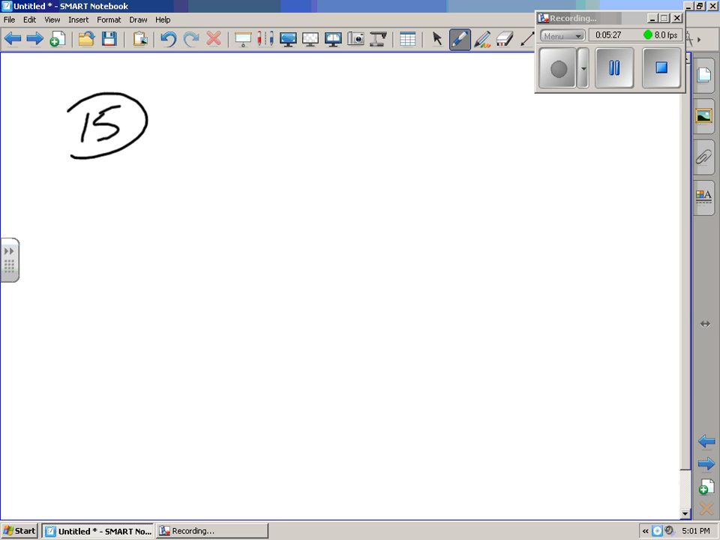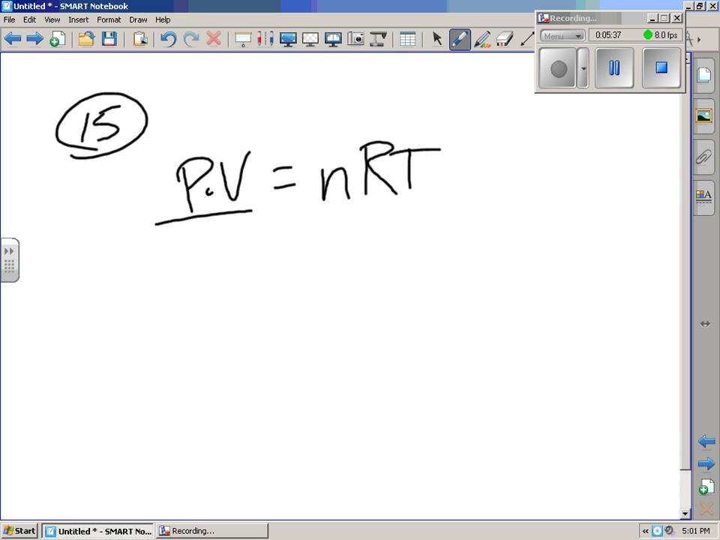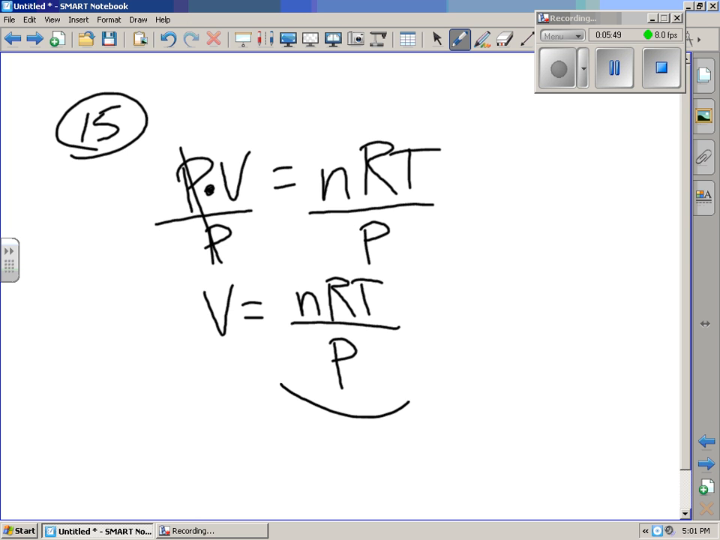Number 15. PV equals nRT. This is very similar to the last problem. We're solving for V. P and V are separated by multiplication, so to get rid of P, we divide. P divided by P equals 1, so we get 1V equals nRT over P.